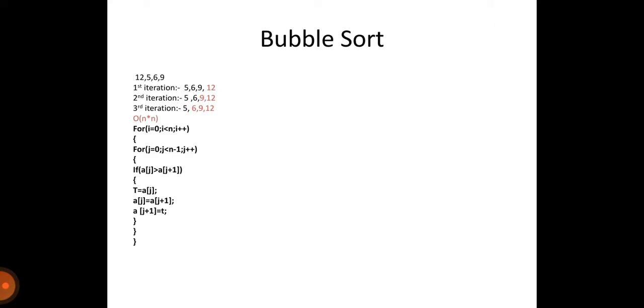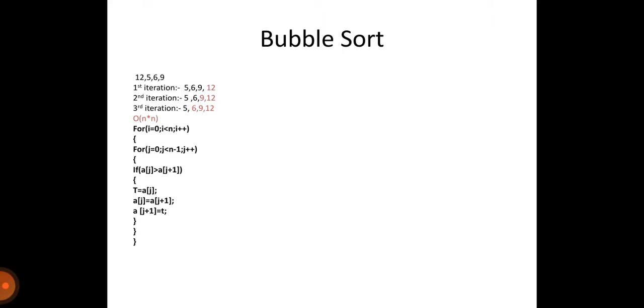In the second iteration, again we start from the first element of the given array to the last. Since we have already found the last element at its proper position, we compare up to the second last position. So 5 is compared with 6, no change. 6 is compared with 9, no change. For the last iteration we have just one comparison, 5 is compared with 6, but no change in their position.